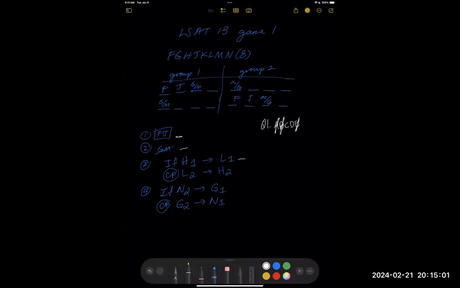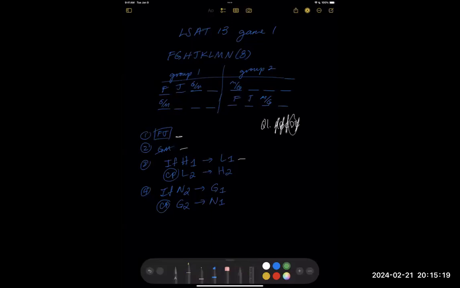I don't see either of them in answer choice C. So what that would imply is that they're both in group 2, right? So that's not allowed. I've got to eliminate C. D has to be the correct answer.